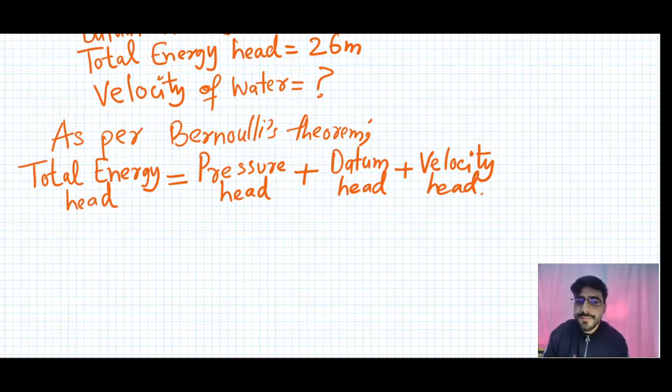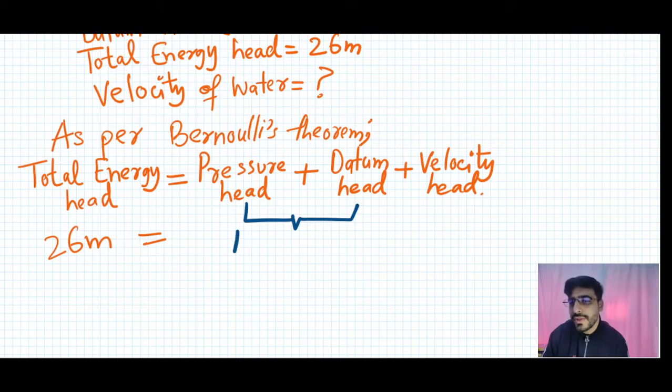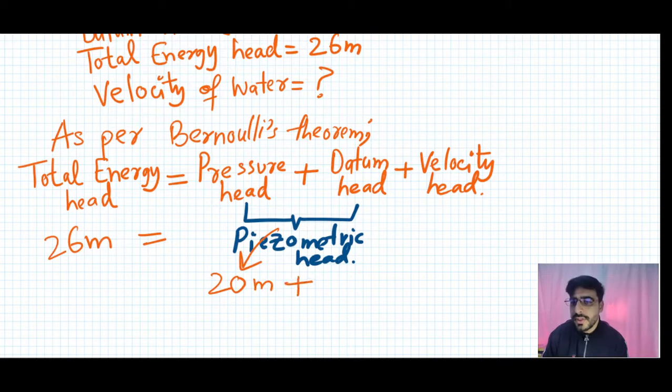So let's put the data. Total energy head, it is given as 26 meters, equals to pressure head plus datum head. This pressure head and the datum head together is called the piezometric head. Okay, so then the data will go like pressure head plus datum head is given as 20 meters, plus velocity head we can write as v square divided by 2g.